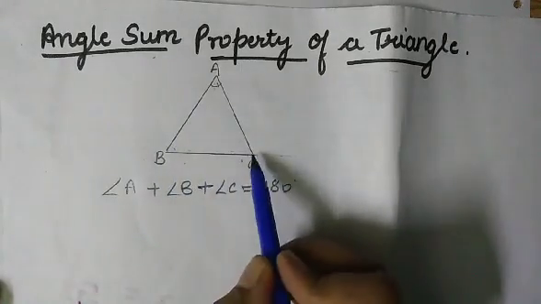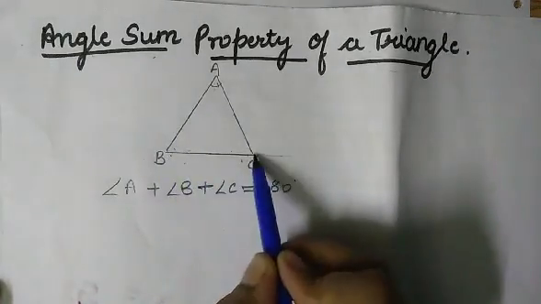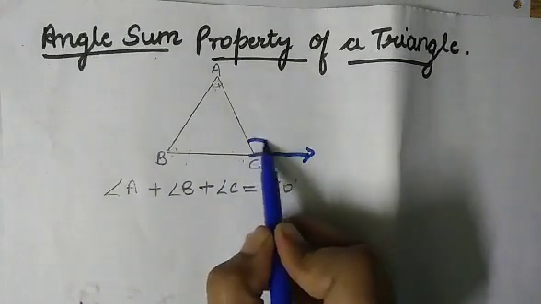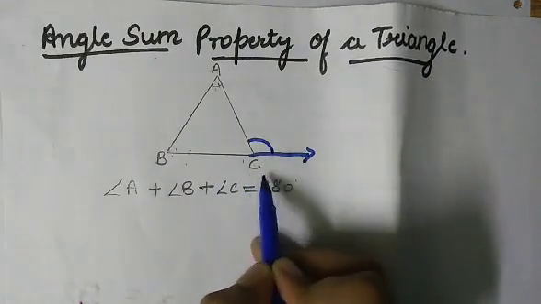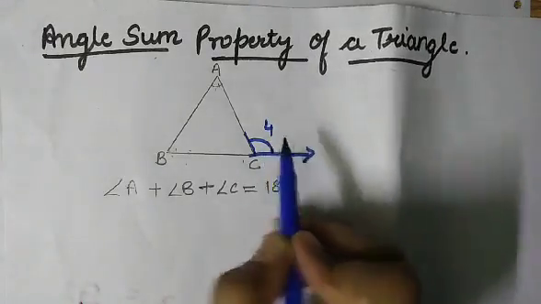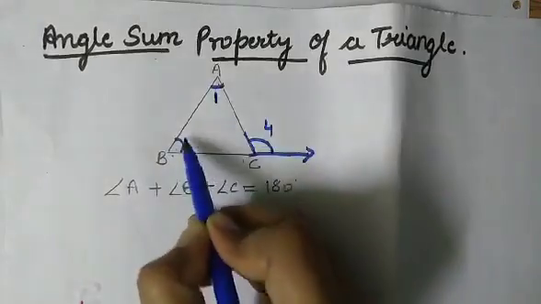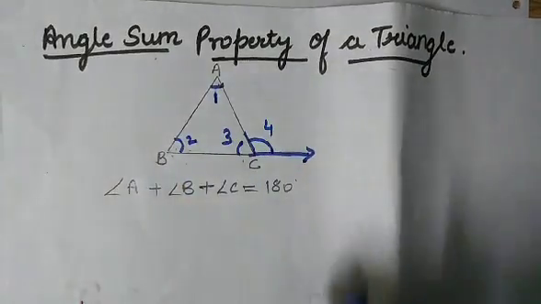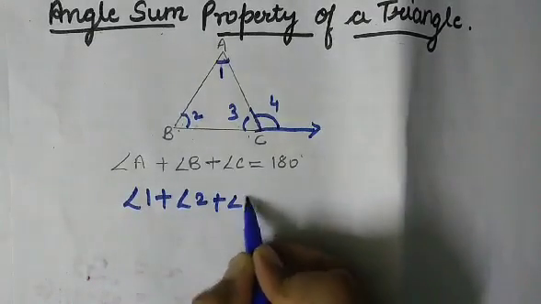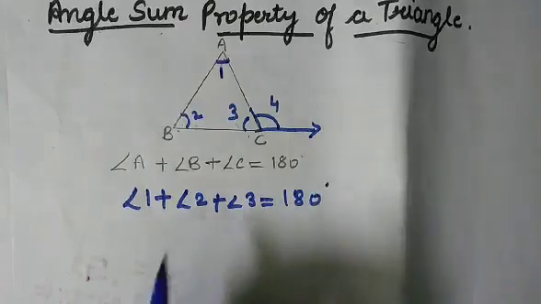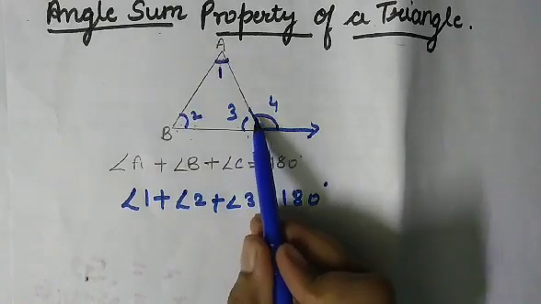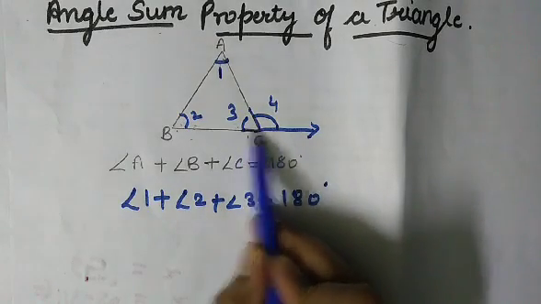Now for the proof, let us extend this side BC to this direction. Okay, I have extended this side. Now this angle is exterior angle, as we have learned in the previous concept about exterior angle. So this is your exterior angle. Name it as 4 and name these angles as 1, 2 and angle 3. And we need to prove that angle 1 plus angle 2 plus angle 3 equals 180. This we have to prove, that how the sum is 180. So for that I have taken an angle, that is angle 4, and that is exterior angle.